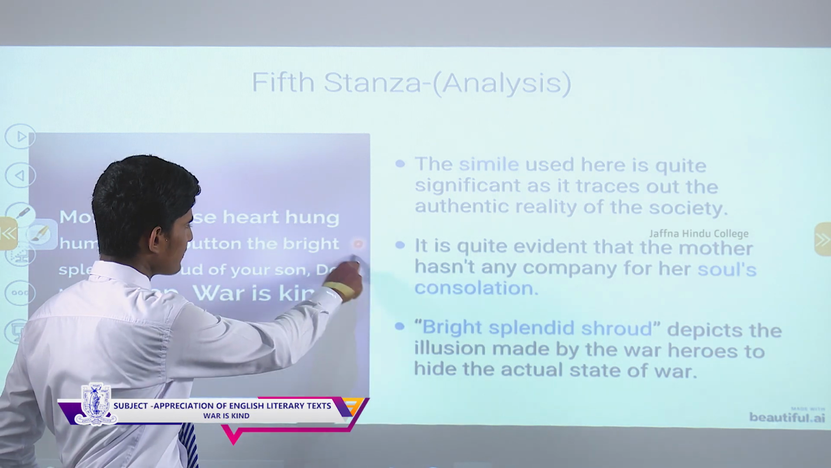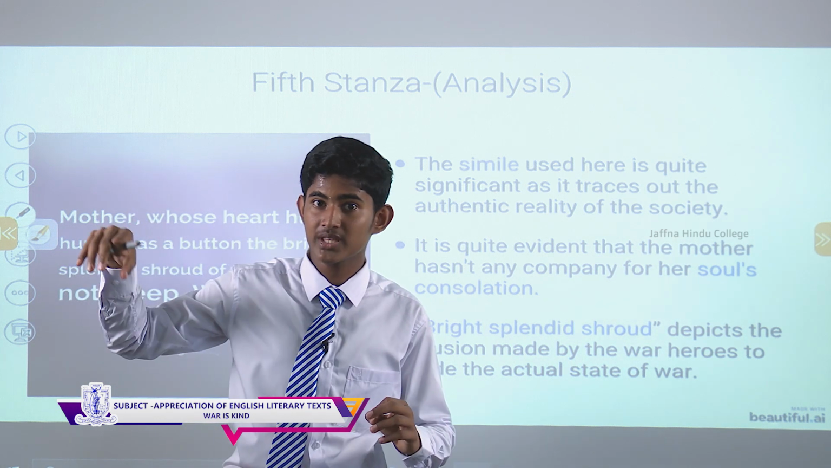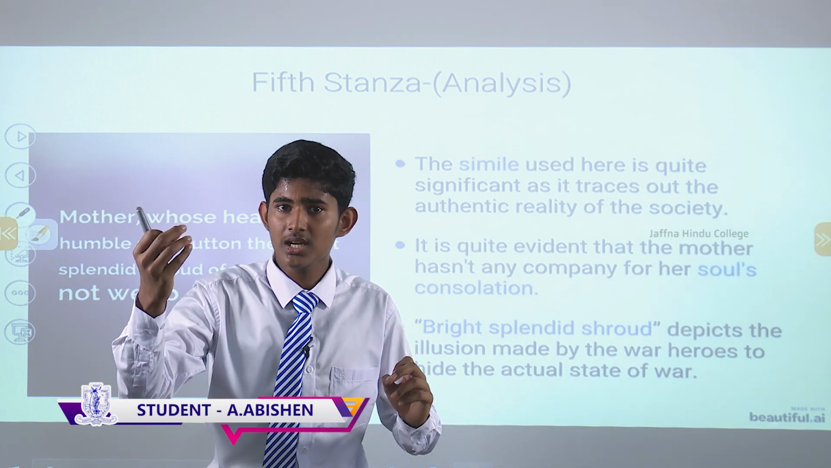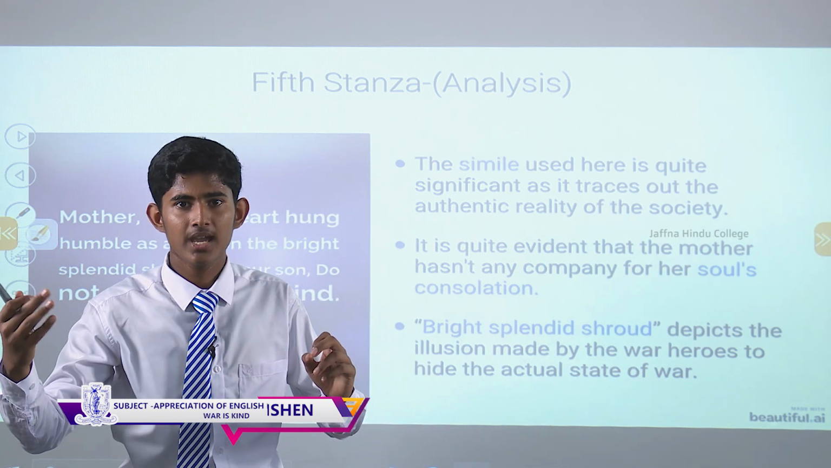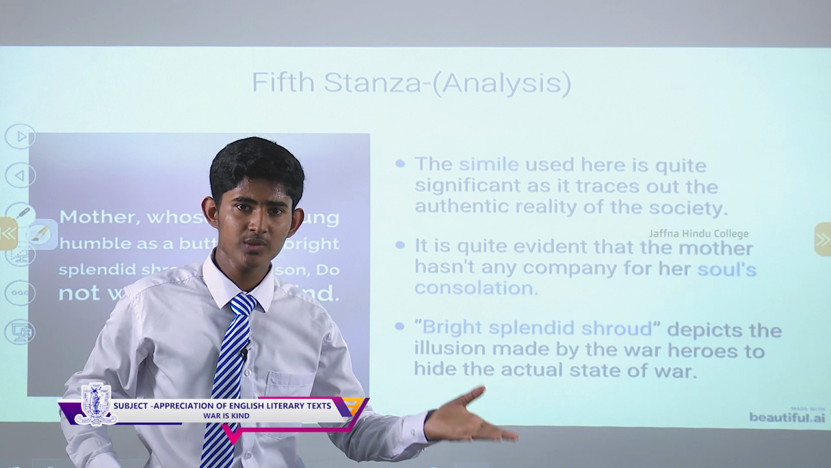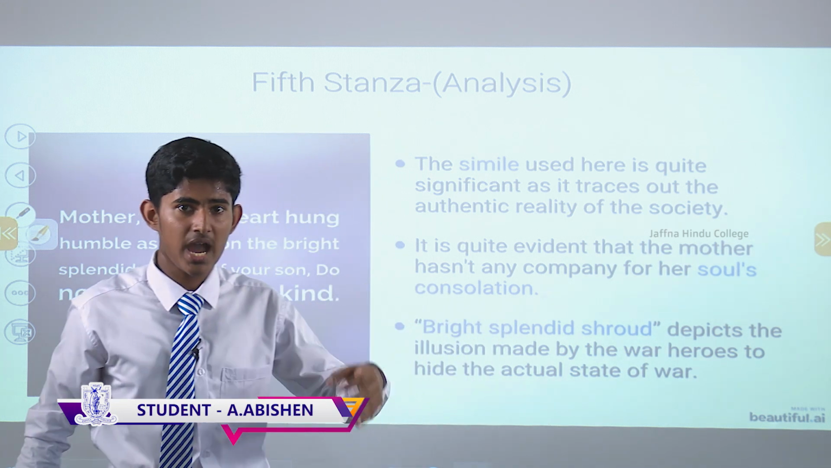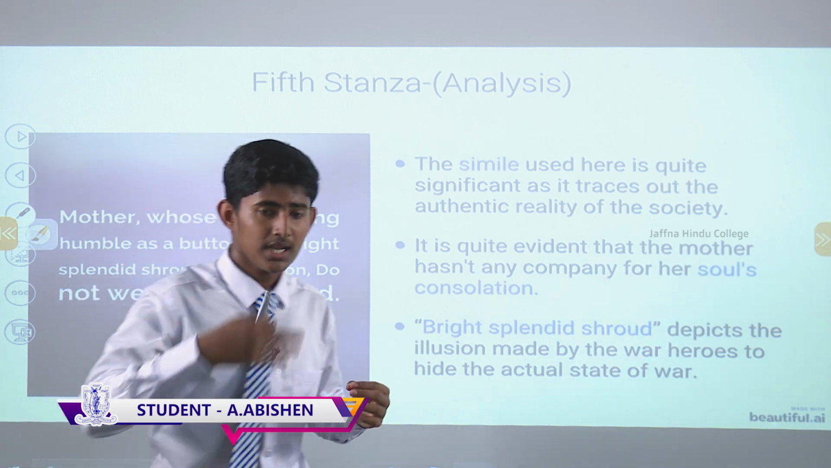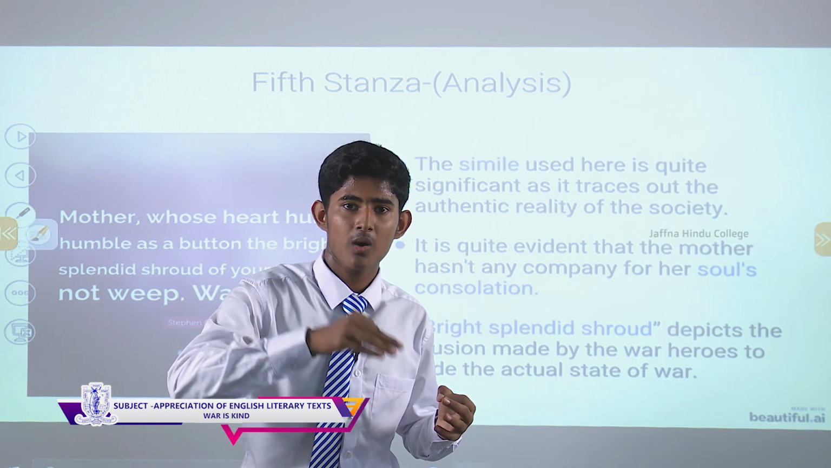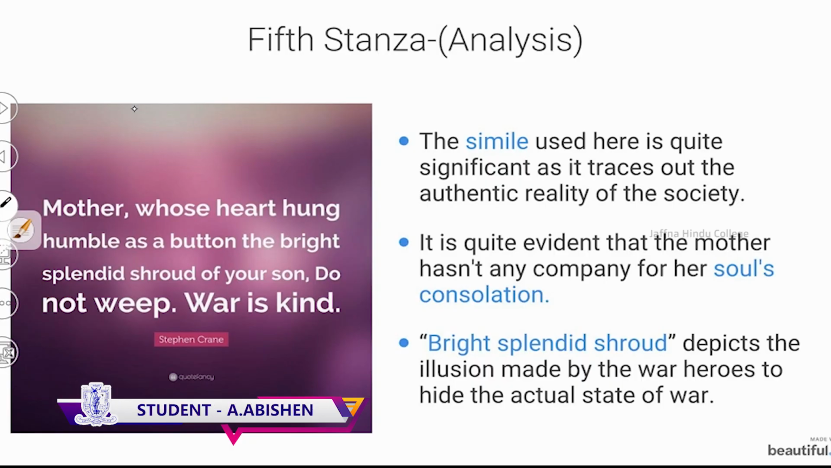So that's why the poet points out the illusions made by the warmongers through the adjective bright. Then the button. The button oscillates here and there, likewise without any support. Likewise, the mother's future is dependent on her son, and it's ironic and pathetic because the son is already dead. So the future of her mother, or her heart, or her state without any support is compared to this button. So here we can see the soul's consolation without any support.